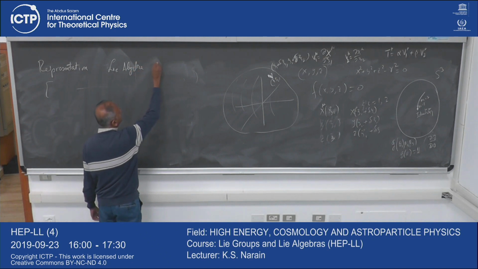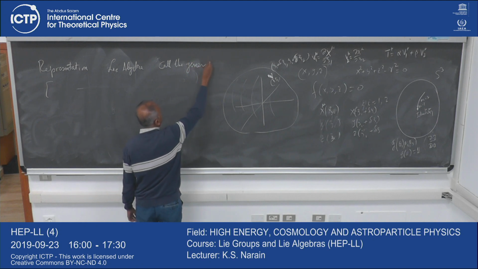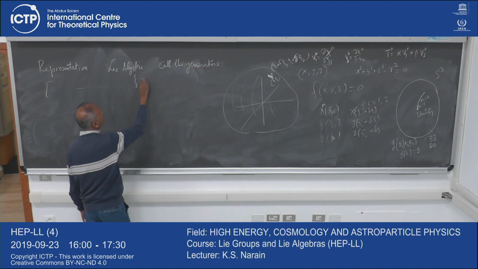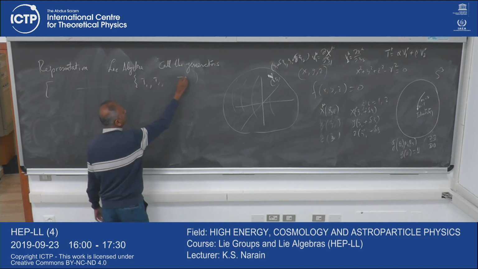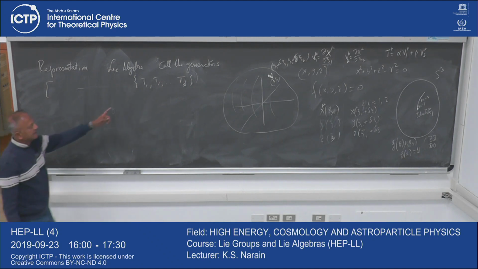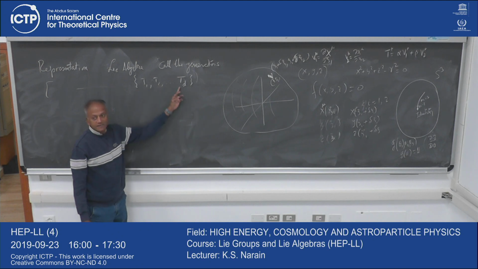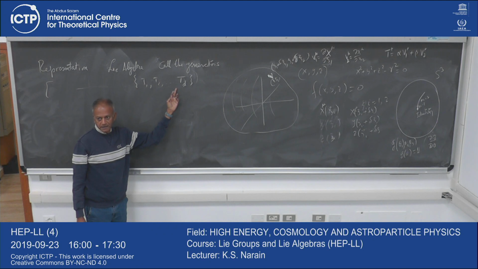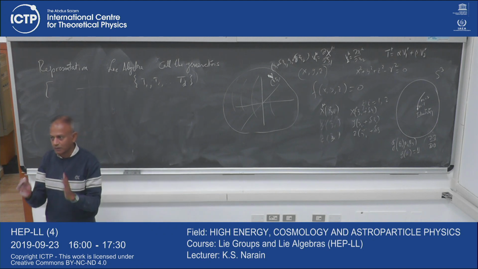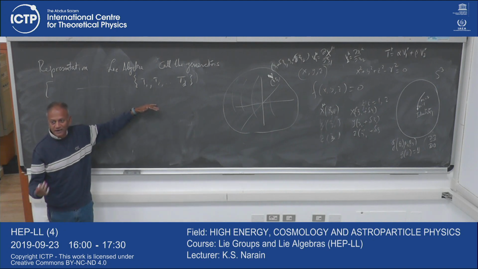Let's say I call the generators T1, T2, and so on, and let's suppose the dimension of the Lie algebra is D. Then I have D independent generators. And of course, the full Lie algebra is the vector space generated by these D generators, which carry additional information, the commutator, the Lie bracket. It is not just a vector space, it has more structure. So it's richer than a vector space.